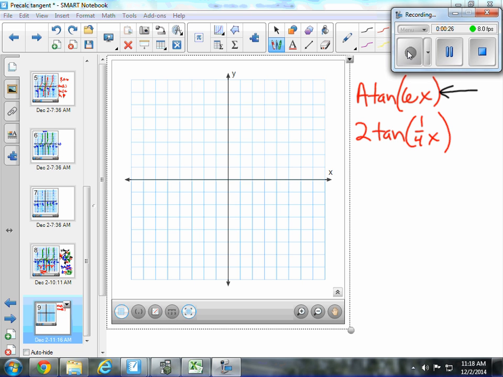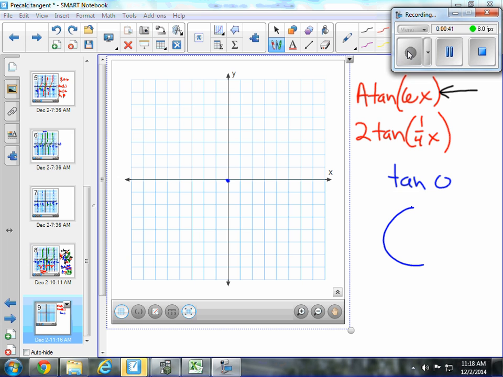So I know that when the angle is 0, when x is 0, tangent is going to be 0. Because no matter what the omega is, if my angle x is 0, I'm going to have tan of 0. And when I'm thinking about my unit circle, right here at angle 0, my cosine is 1, my sine is 0, so sine over cosine is 0 over 1, is 0. So tan at 0 is always going to be 0.